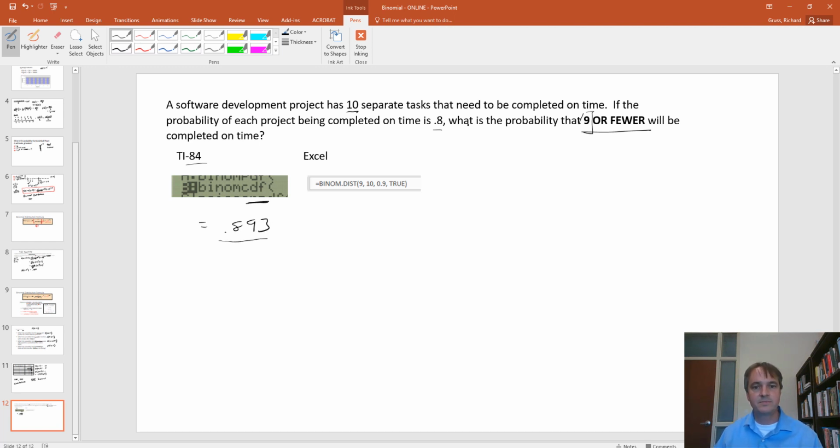So notice how high it is. The reason for this is because the probability of success is 0.8, so the probability of having anywhere from 1 to 9 is pretty high. It's going to be a lot higher than the probability of having exactly 9. If we were going to do the same problem on Excel, we would use the same function that we used before.